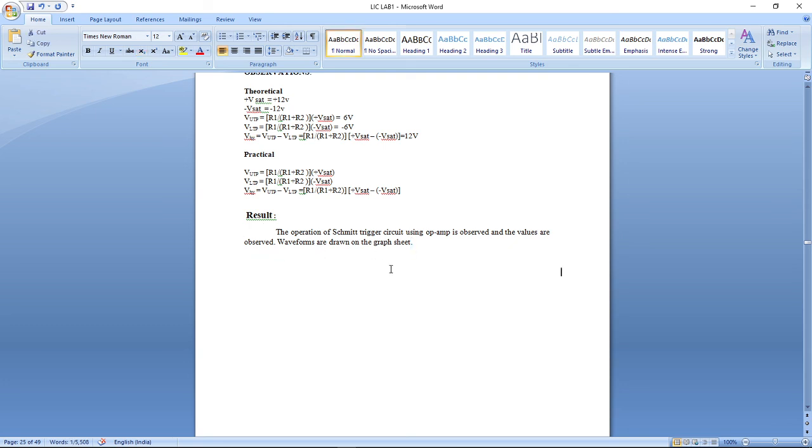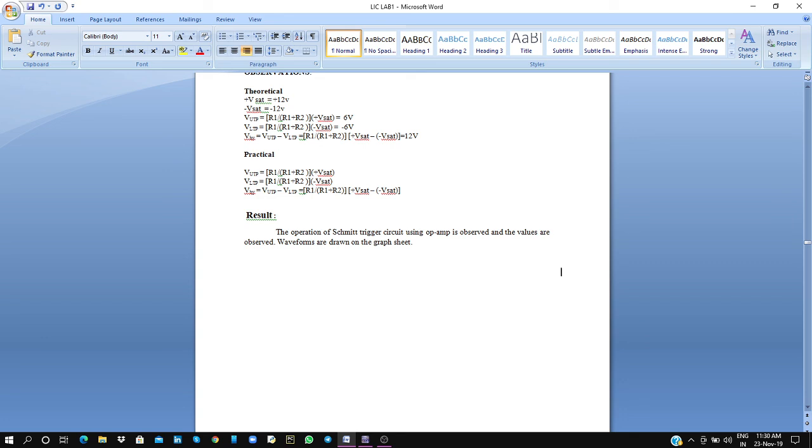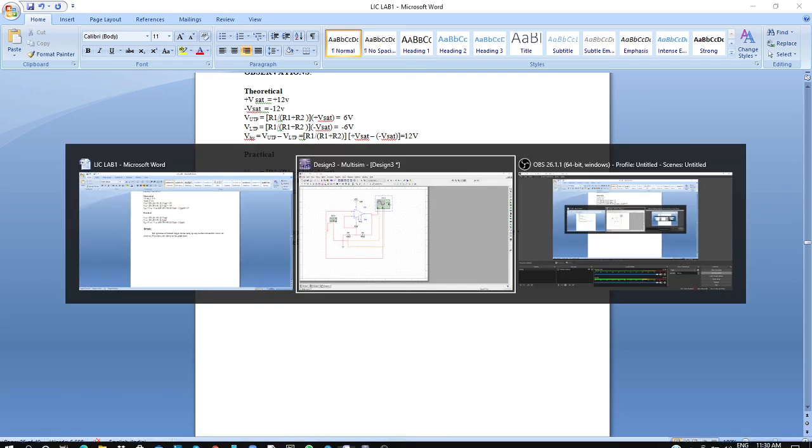To draw the waveforms on graph sheet, we need the voltages, that means positive peak voltage and negative peak voltage with respect to the time scale. Then we can draw the waveforms on graph sheet. That is about Schmitt trigger.